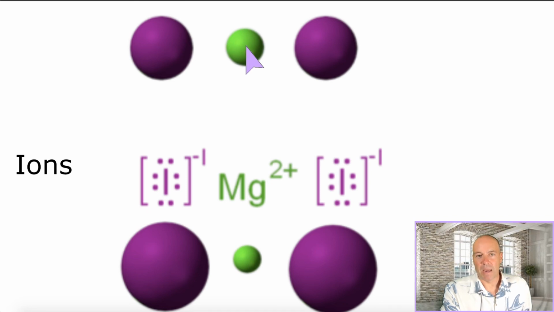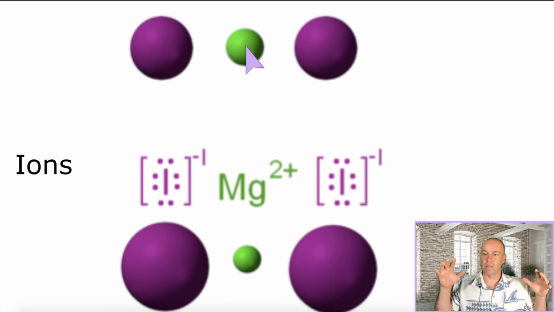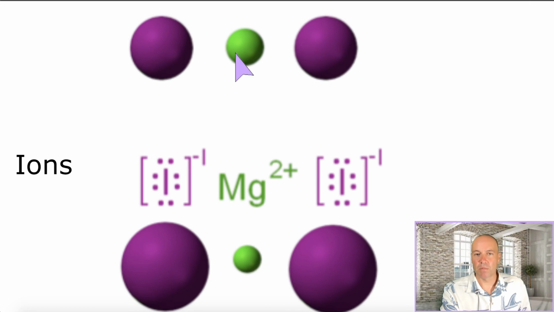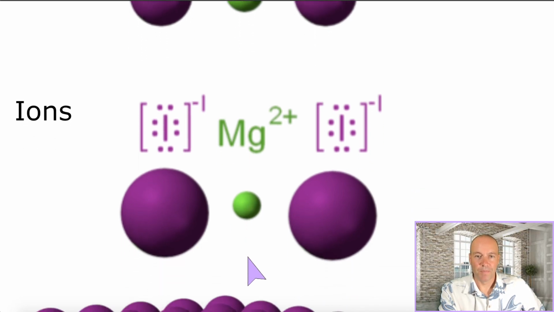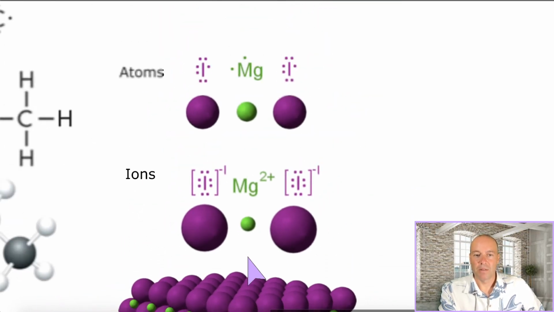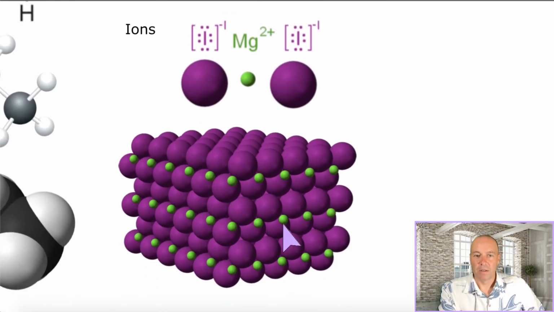So, the magnesium, before it lost a couple of electrons, had a certain size. And after it lost a couple of electrons, its electron cloud had less electrons. So that positive nucleus is able to draw in that electron cloud closer. And so positive cations are a little bit smaller. And so here's that nice, beautiful structure of an ionic compound.